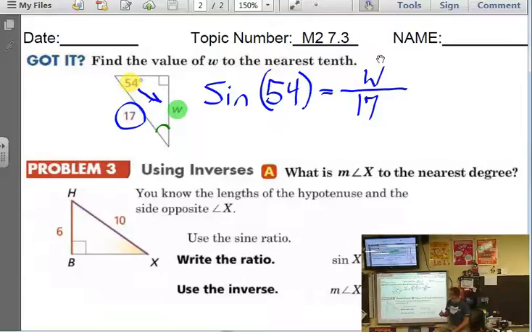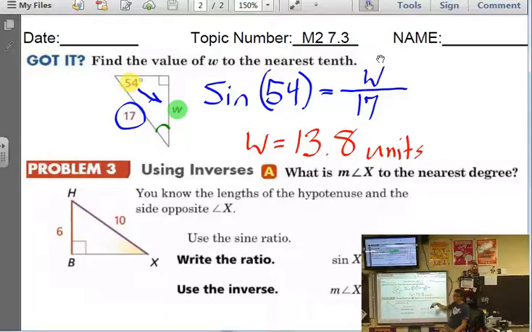So then here, what do we want to do? Max, I'm going to come back to you. You would multiply 17 on both sides. Yep, and in your calculator you type in 17 times sine 54, and you get 13.8. We don't know our unit measure, so units.